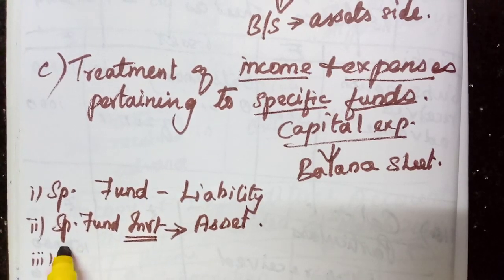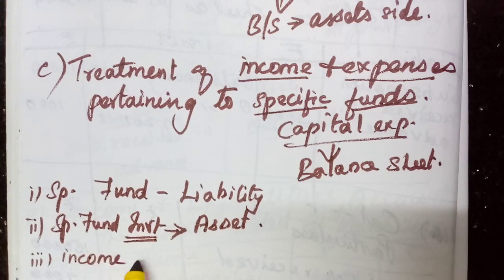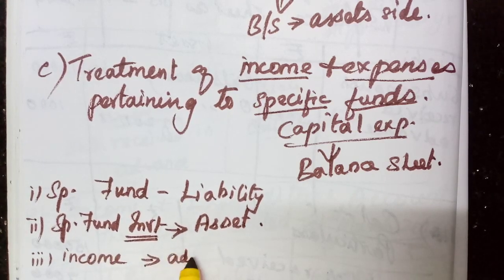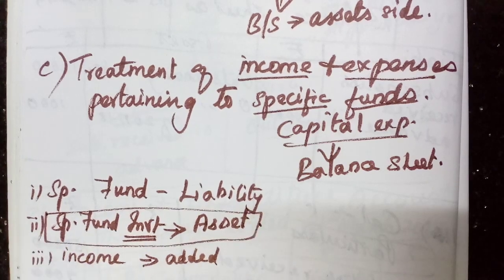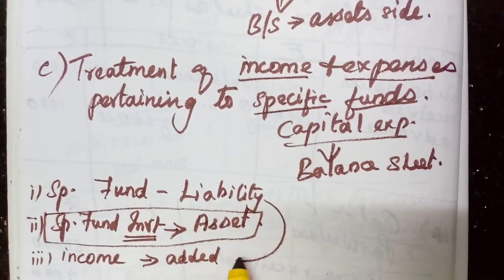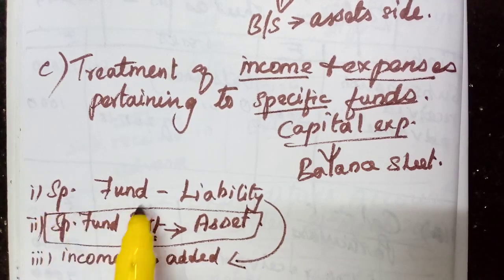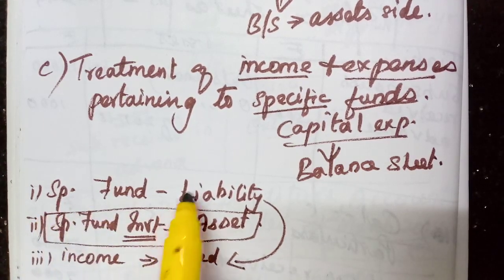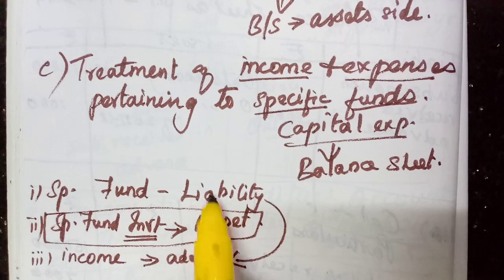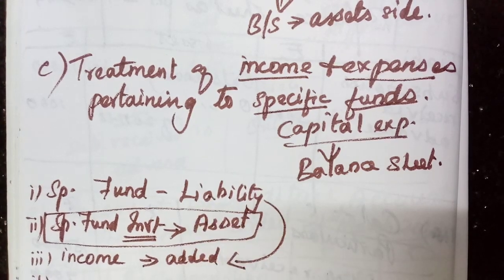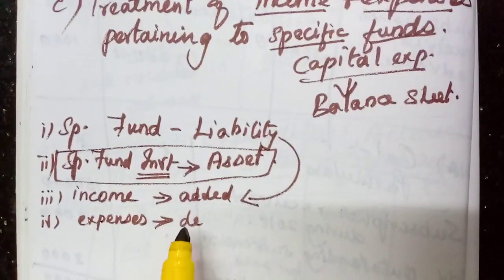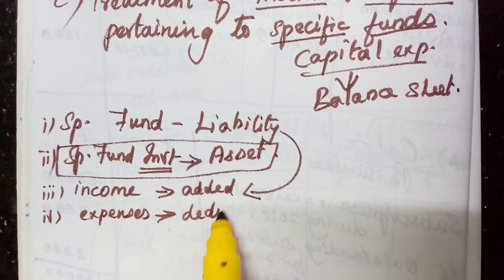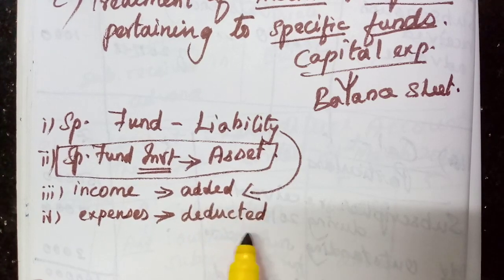Now, we have to treat the income and expenses of the specific fund. The income, what should we do? Income should be added with the fund. This one, the asset, is separate, nothing will be adjusted. All adjustment will be done along with the specific fund. Income should be added with the specific fund on the liability side. Then the expenses must be deducted.